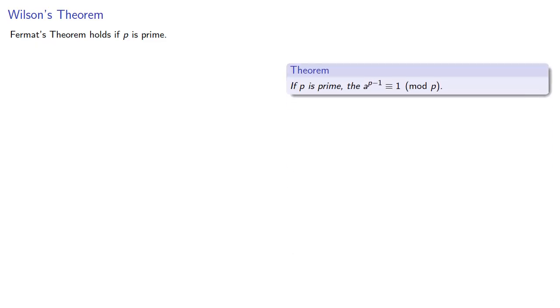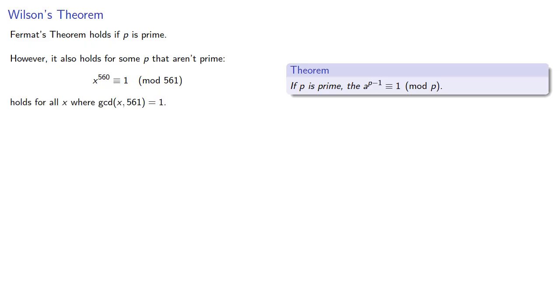So Fermat's theorem, remember, holds if P is prime. However, it doesn't say anything about whether or not it's true for non-primes. And in fact, it also holds for some numbers P that aren't prime. For example, the congruence x to the 560 congruent to 1 mod 561 actually holds for all x where the greatest common divisor of x and 561 is 1, even though 561 itself is not prime.